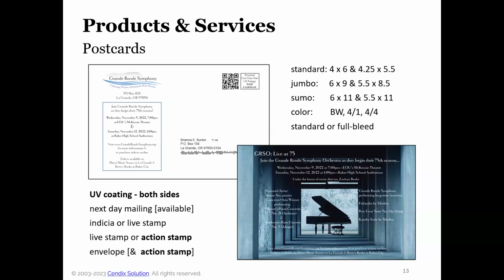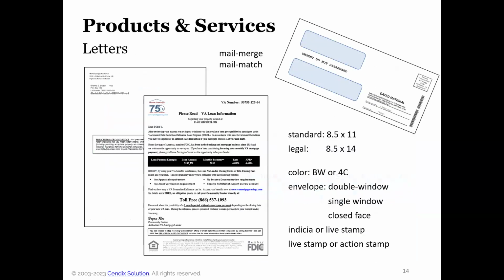Next day mailing is available. We can use an indicia or live stamp. An indicia is the little box you can see up here, U.S. postage paid. We'll talk more about that. And if we want to, we can put this in an envelope too. Most of the time we don't do that because we want that immediate impression. But there are times when we might want to put it in an envelope, and we'll talk about that.